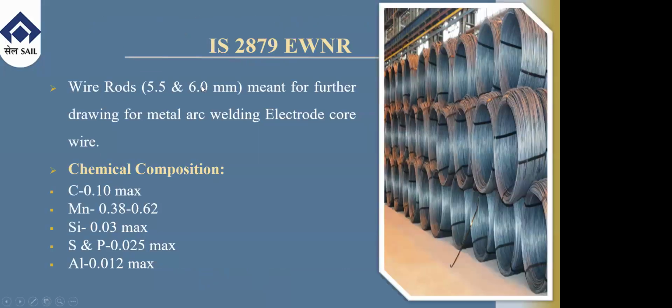Another grade which we are producing in plain wire rod is EWNR, electrode wire non-rimmed, where we are producing wire rods of sizes 5.5 and 6 mm. The chemical composition is 0.10 max for carbon, and manganese is between 0.38 to 0.62. Silicon is 0.03 max. Sulfur and phosphorus are 0.025 max, and aluminum is 0.012 max.